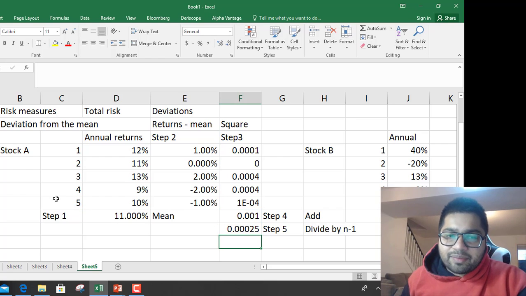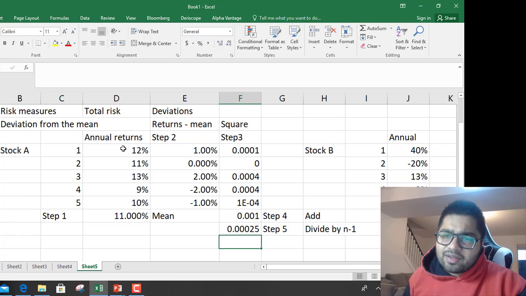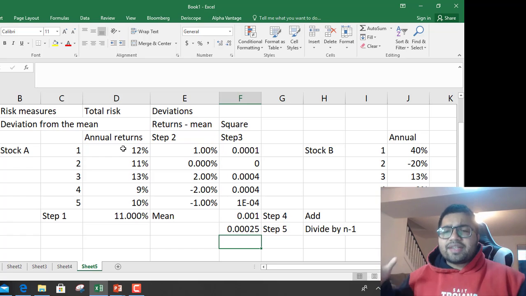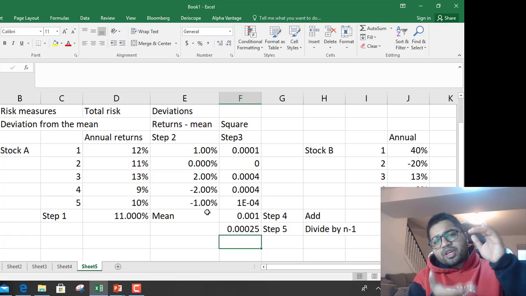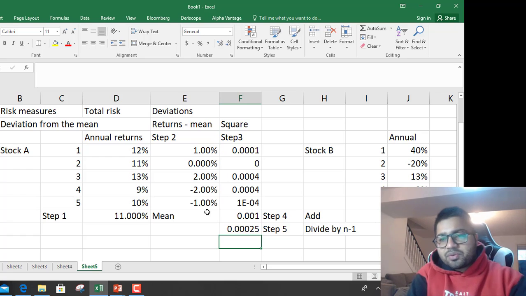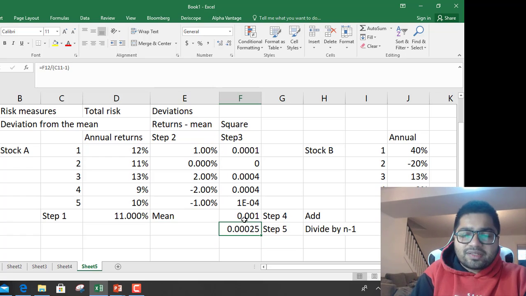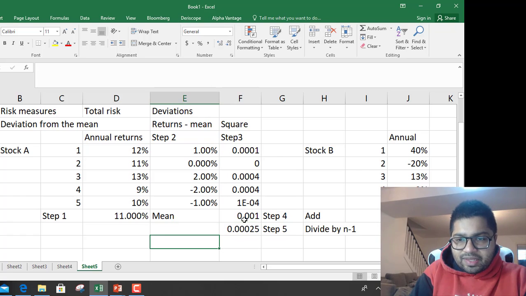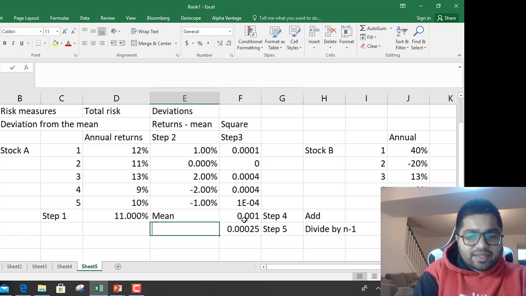Now why are we dividing by n minus 1 and not n? The reason is that when we look at stocks, we generally look at a sample. If you're looking at the total data set, since the time the stock was listed till today, you will divide by n. But if you're looking only at a sample data set, a sample time period, then you will divide by n minus 1. That is the sample variance. This is variance.